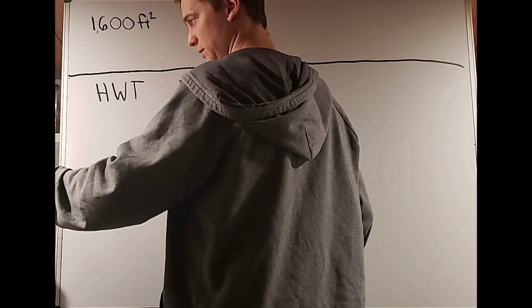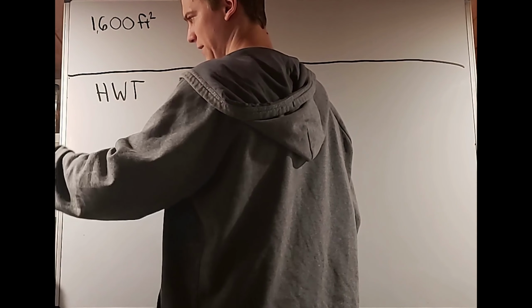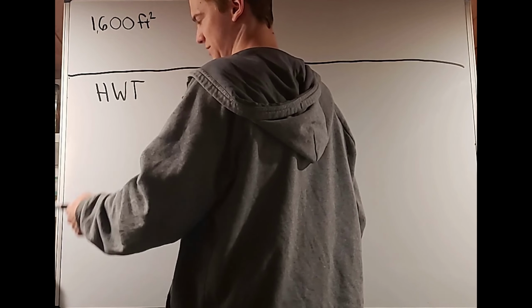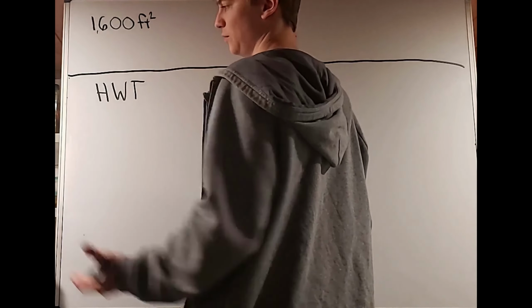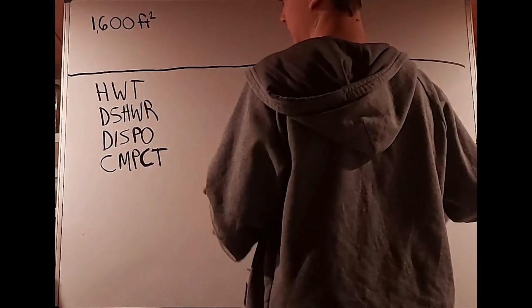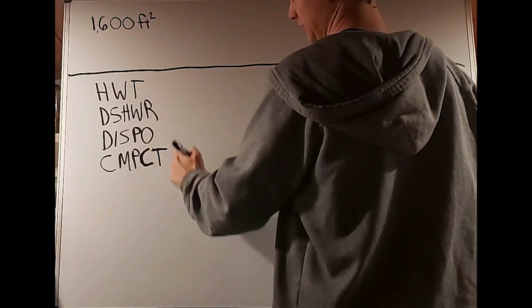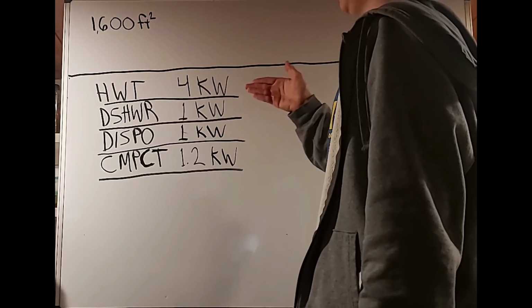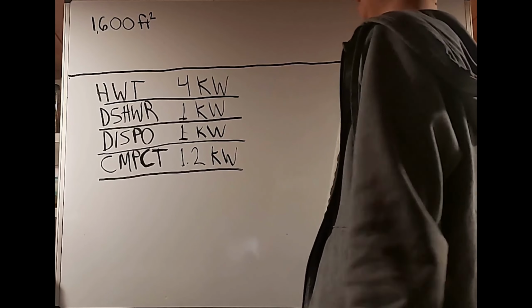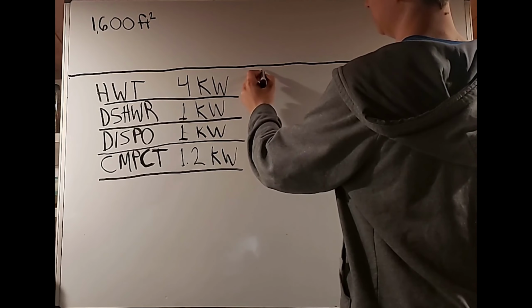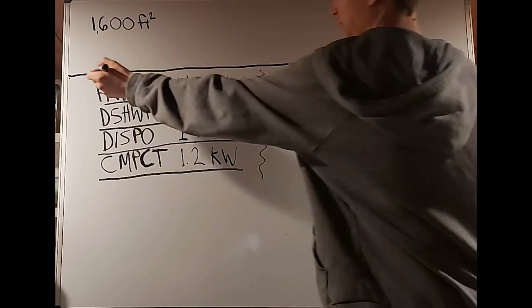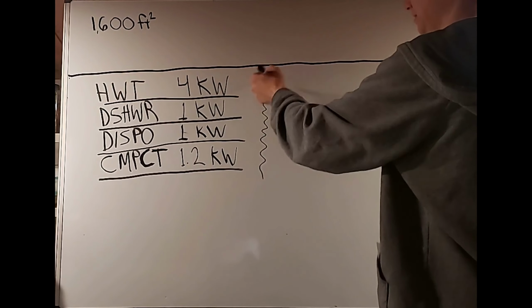Okay, so looking at the question, I can see that my fan and my grinder are going to be that separate section. Everything else is 500 watts, a quarter horsepower or greater. That's my hot water tank, dishwasher, dispo, and compactor. And we have the ratings of 4 kilowatts, 1 kilowatt, 1 kilowatt, and 1.2 kilowatts. And then this is what I actually probably would do on the question, is draw a little squiggly line, because it's not a legitimate dark line, but I still see there's a separation.